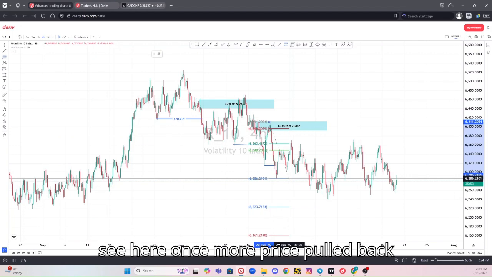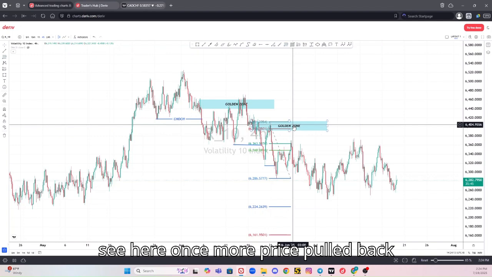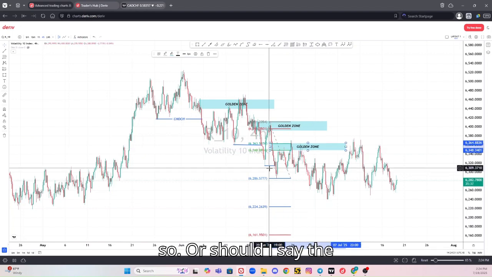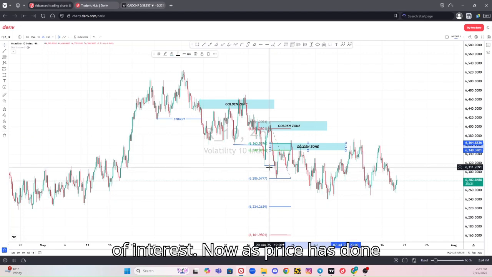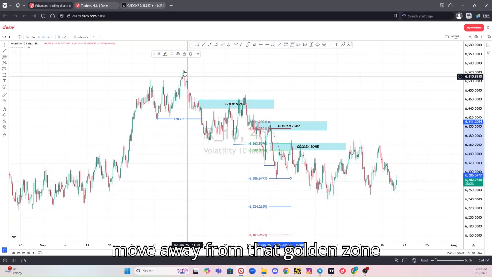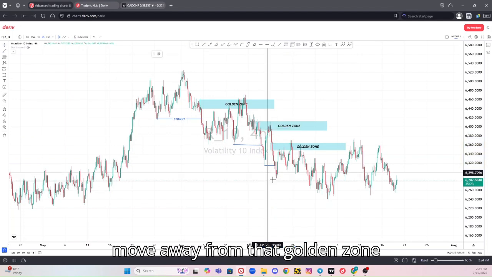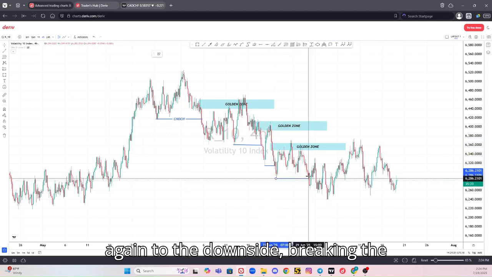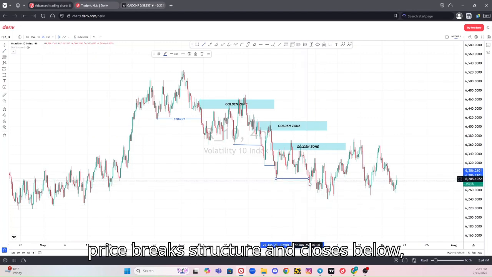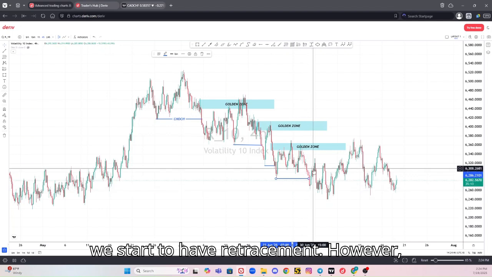And as we can see here, once more, price pulled back into our point of interest, which now forms a new golden zone. Or should I say the other way around? Price pulled back into our golden zone, which is our new point of interest. Now, as price has done that, price moves away from that golden zone again to the downside, breaking the structure that is below. As price breaks structure and closes below, we start to have a retracement.